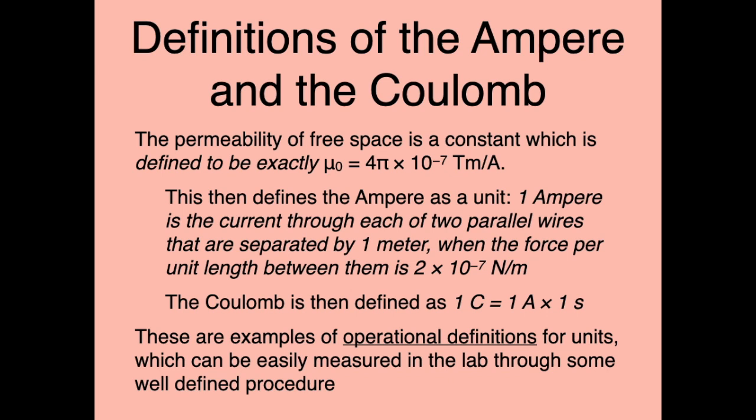Now, this may all seem kind of strange. Why do we need to go into the lab and measure the force between two wires to know what an ampere is? Well, this is actually something that does very commonly happen in science. These are called operational definitions for our units. In other words, we have a definition of our unit which is given by some kind of procedure that we can do in the lab to get exactly, for instance, 1 ampere or 1 Coulomb or whatever the case may be. So anyway, that's a little note on the units.